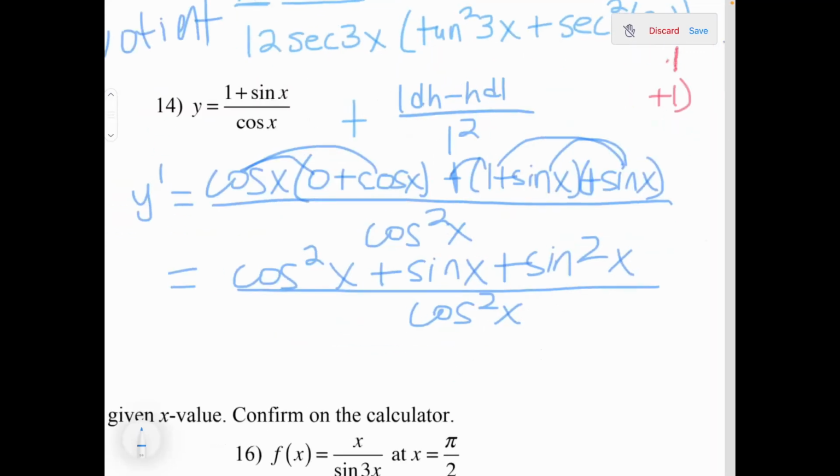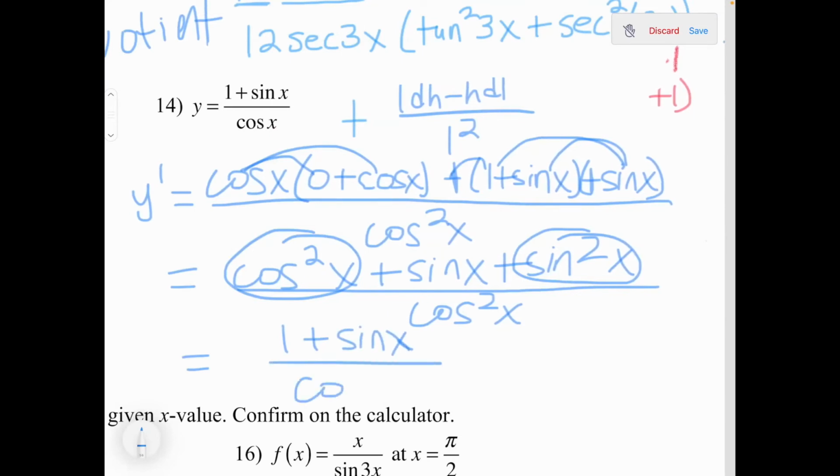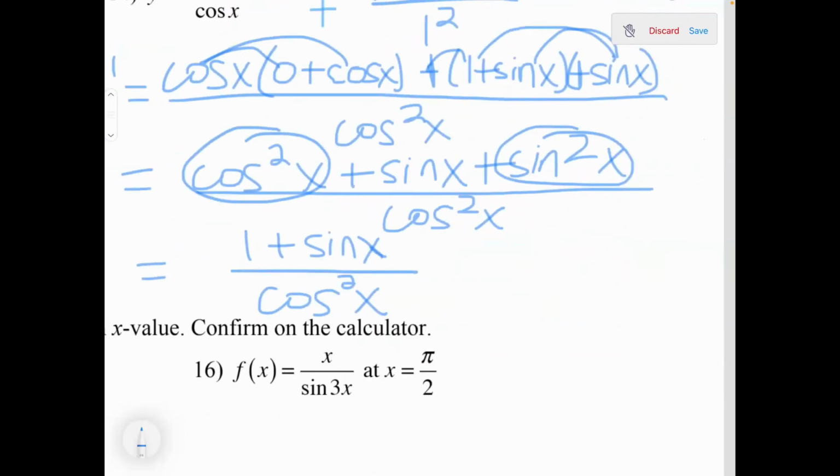All right, at this point, cosine squared plus sine squared is equal to 1. So we get 1 over 1 plus sine x over cosine squared x. We could probably leave it like that. I'm trying to think. We could break this apart. This would be 1 over cosine squared x plus sine x over cosine squared x.